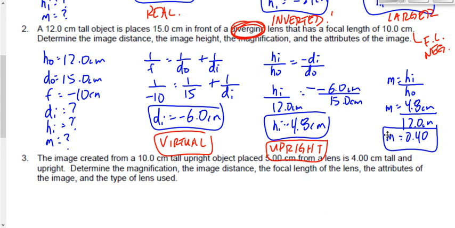Now, we could have already figured that out by looking at the image height. The image height was 4.8. The object height was 12. Of course, it's smaller. We didn't really need the magnification to tell me that, but it's as good as any way to tell me, right? Between 0 and 1, smaller. Above 1, it's going to be bigger.